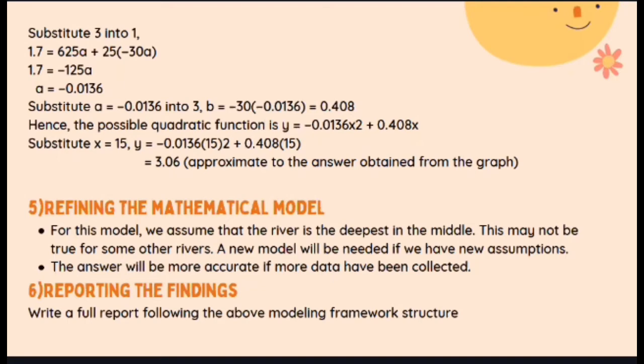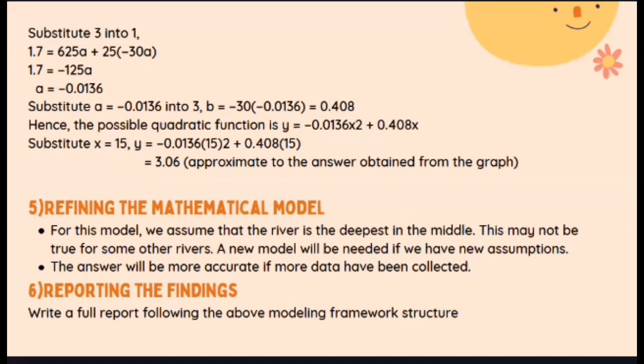b equals 0.408. Hence, the possible quadratic function is y equals negative 0.0136x squared plus 0.408x. Substitute x equals 15, y equals 3.06. This approximates the answer obtained from the graph.